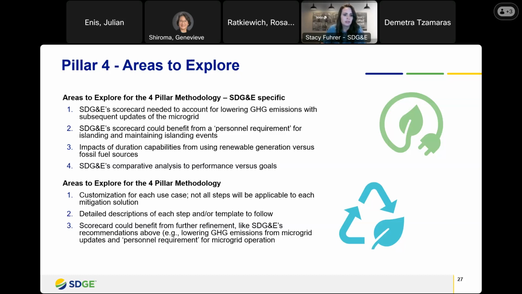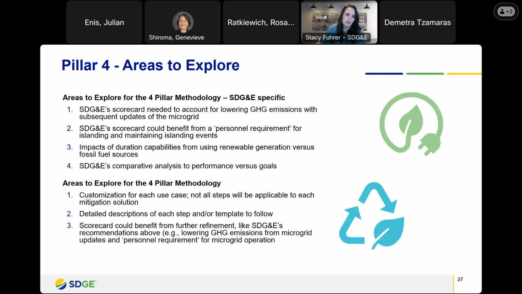And then there's just the comparative analysis of performance versus goals. For SDG&E, it's been more important to just learn as we go with our microgrid. And so there might not be necessarily set goals, but there's been operational lessons learned that have really allowed us to make our mitigation measure, our resiliency in the community more impactful.